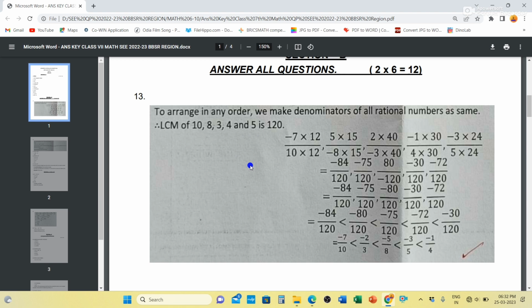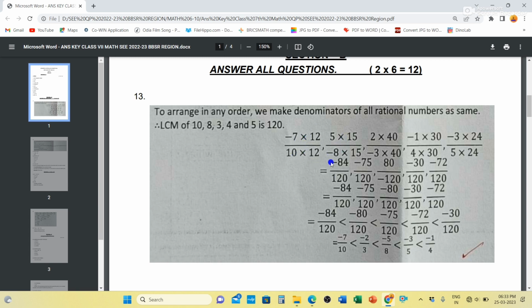So in order to make them 120, you have to multiply the denominators by some numbers. So you have to multiply the numerators also by the same number. Suppose minus 7 by 10, you want to make the denominator 120, so you have to multiply 12 with 10 to make it 120. So you have to multiply 12 with the numerator minus 7 also. So minus 7 into 12 by 10 into 12.